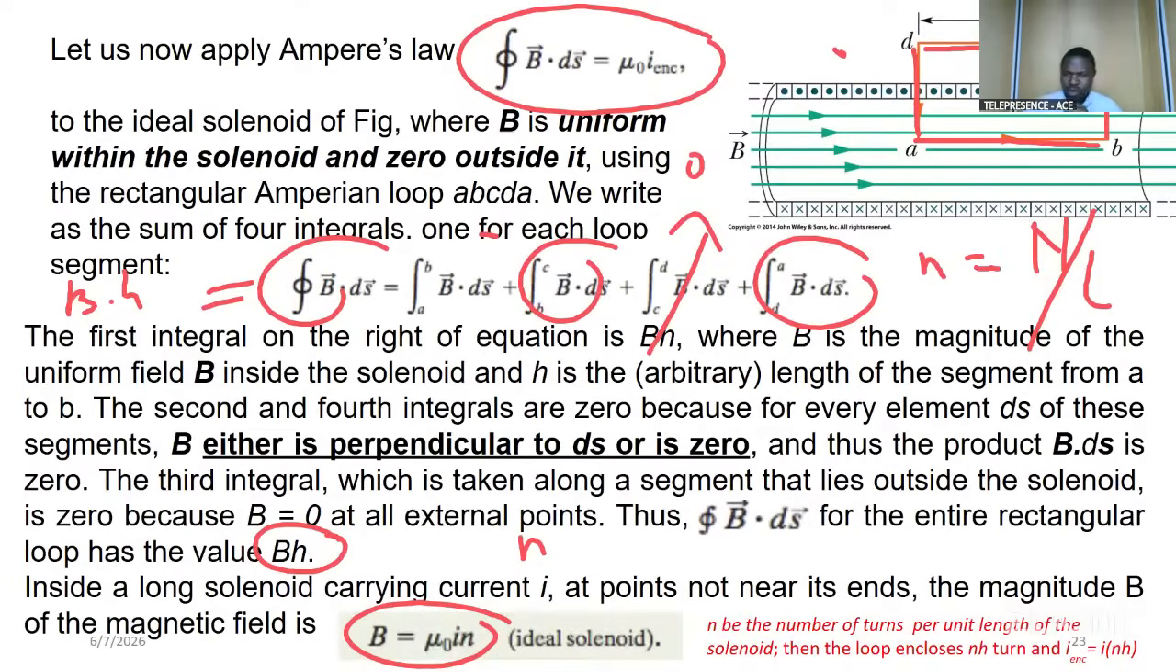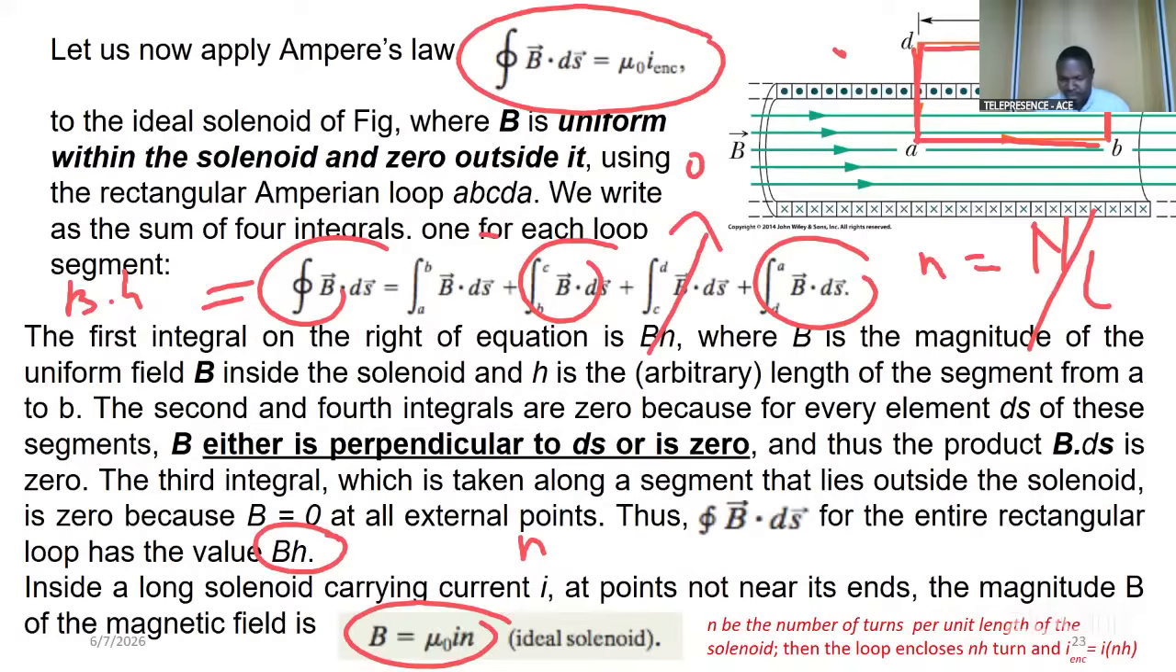Mind you, for the solenoid, I said the magnetic field outside the solenoid is equal to 0. And I said the magnetic field along this particular one and this one is equal to 0 because the magnetic field is either perpendicular to the ds or is 0. And since these two are perpendicular to the ds, that's why we say it is equal to 0.